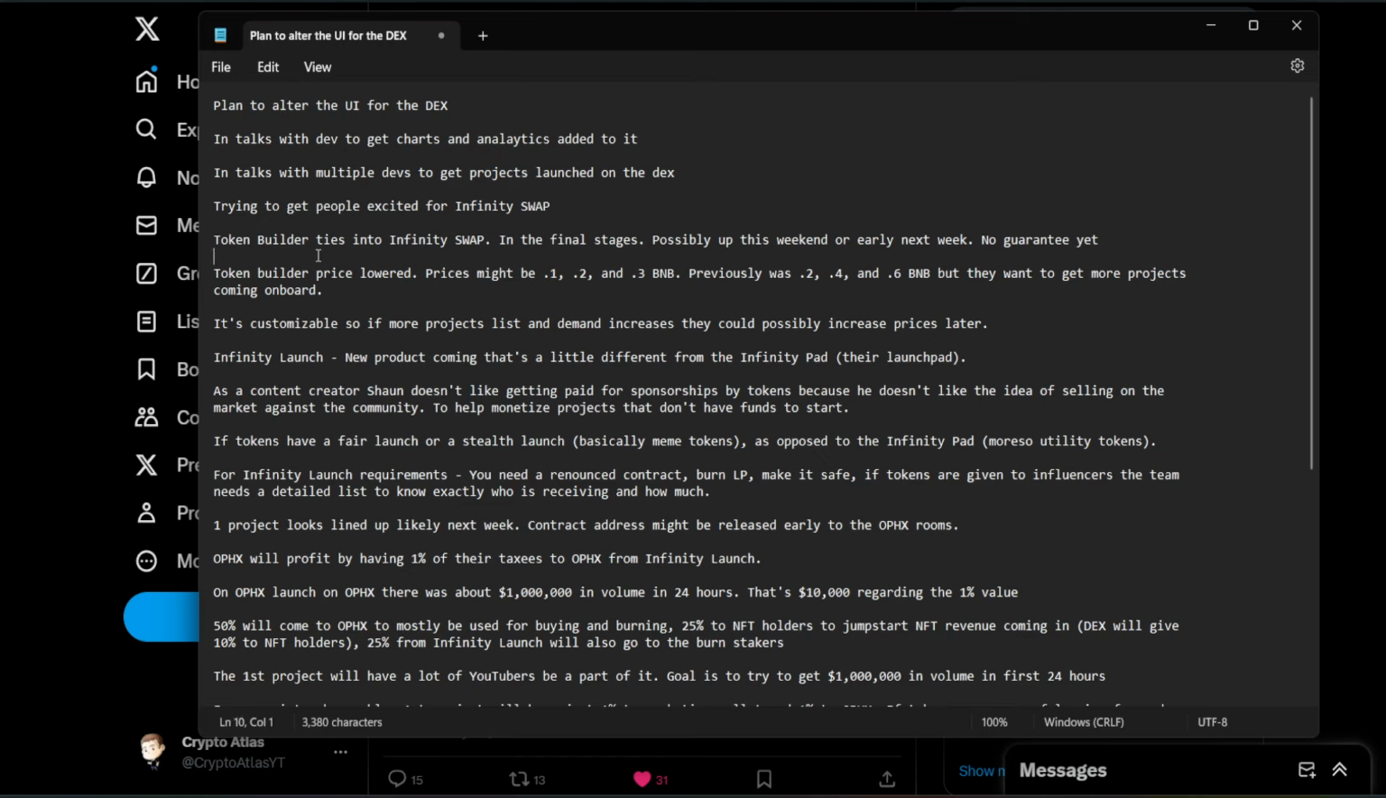They also have the token builder. It's making progress. That has ties into the Infinity Swap. It looks to be in the final stages. Possibly it could be up this weekend or early next week, but there's no guarantee yet.